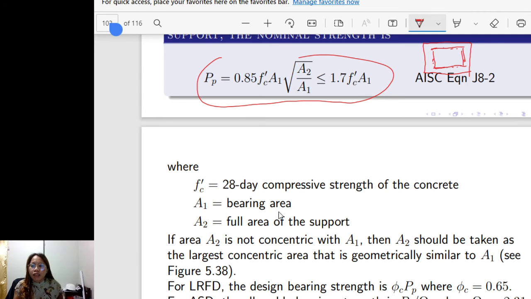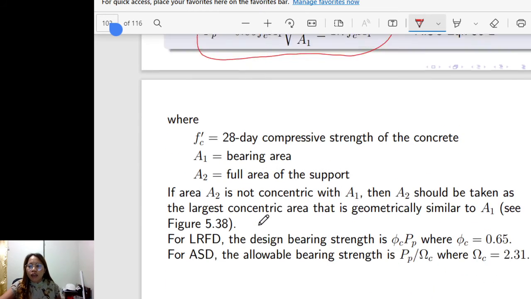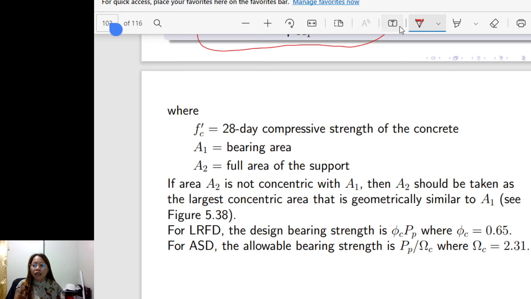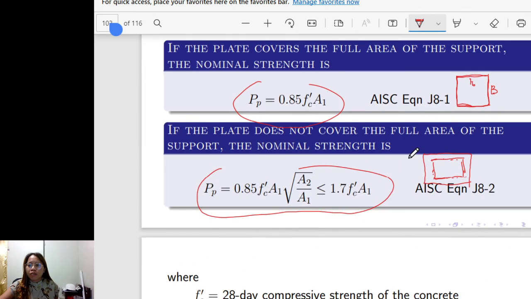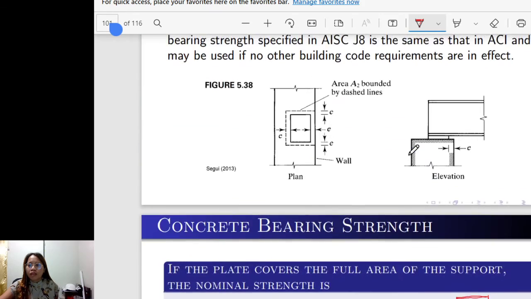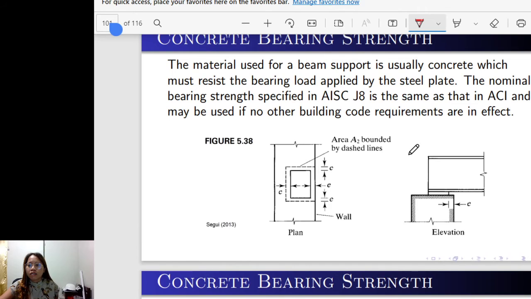A1 is the bearing area of the plate, and A sub 2 is the full area of the support. If A sub 2 is not concentric with A sub 1, then A sub 2 should be taken as the largest concentric area that is geometrically similar to A sub 1. See figure 5.38.